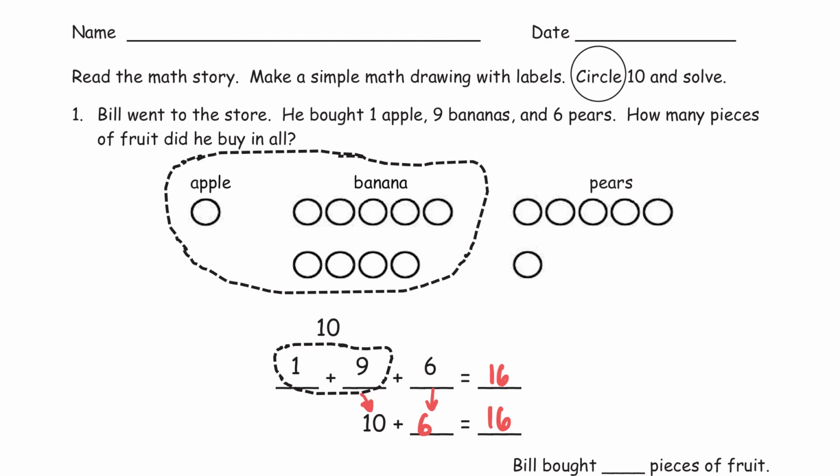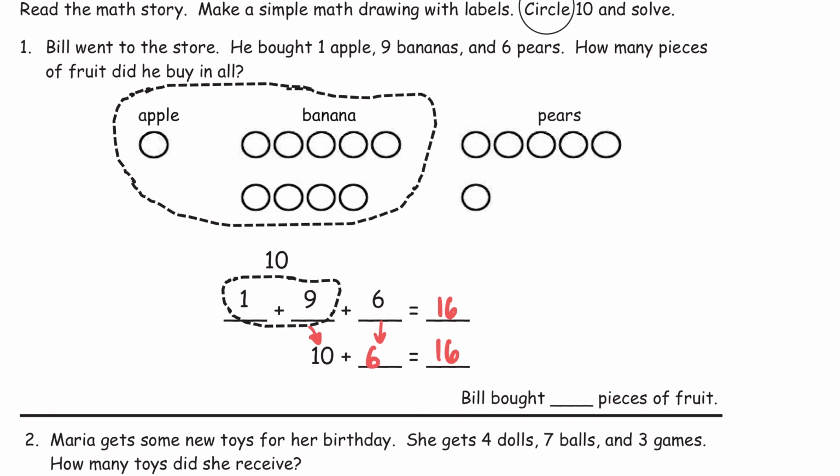Now we can go down and take a look at the rest of this problem here. We have this part here. Bill bought pieces of fruit. How many pieces of fruit did he buy? Well, 16. Remember our story up here told us all the fruit he bought. We added it all up and we came up with 16. So let's put that in here as our last piece of information. Bill bought 16 pieces of fruit.